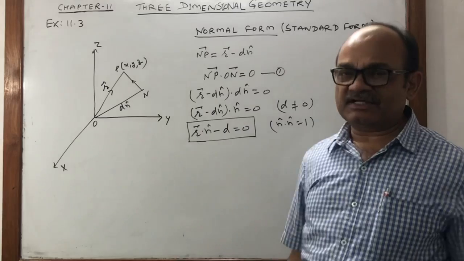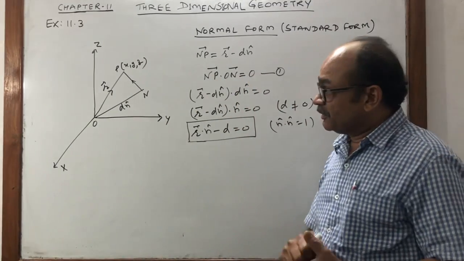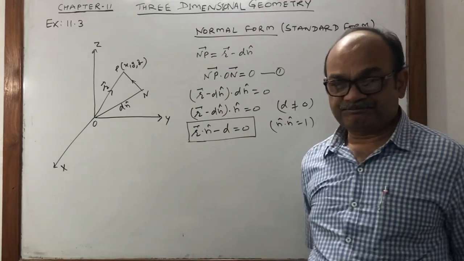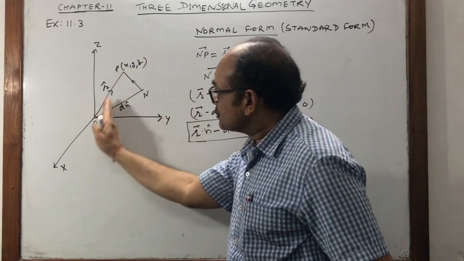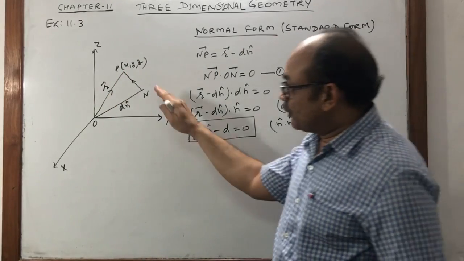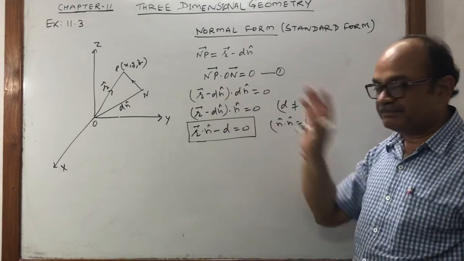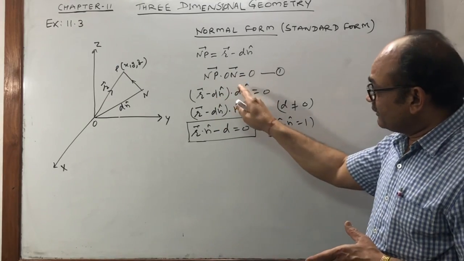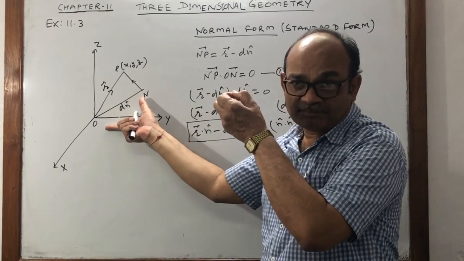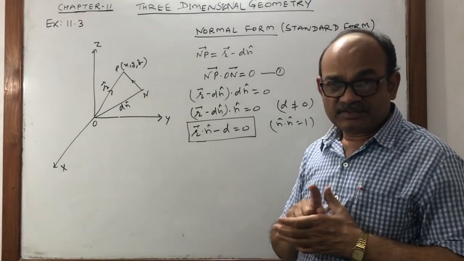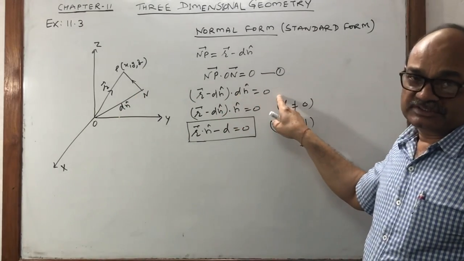And whenever two vectors are perpendicular, you know very well, the dot product equals 0. Now the aim is, what is NP? Simple triangle law. ON plus NP equals OP. So what is NP? R minus Dn is NP. What is ON? D is the length of the normal from the origin, which is always positive. So (R minus Dn) dot Dn equals 0.